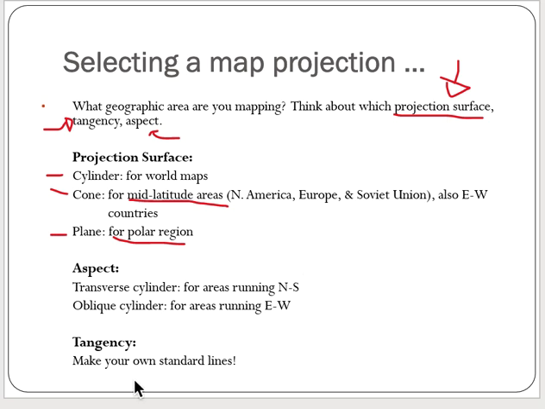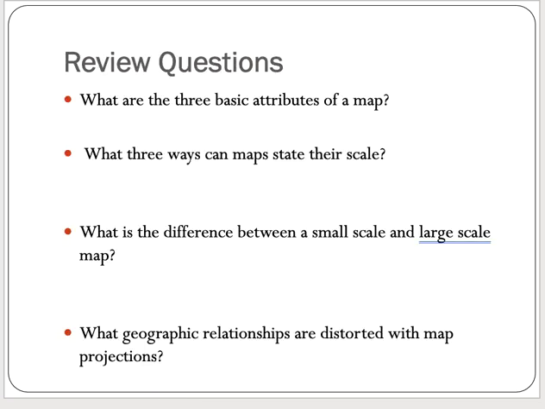For the aspect, again, for the transverse cylinder, you're looking at areas running north to south, and for the oblique cylinder, you're looking for areas that are running east to west. And then tangency, you make your own standard lines. So whether you want to look at 1 standard line or 2 standard lines.